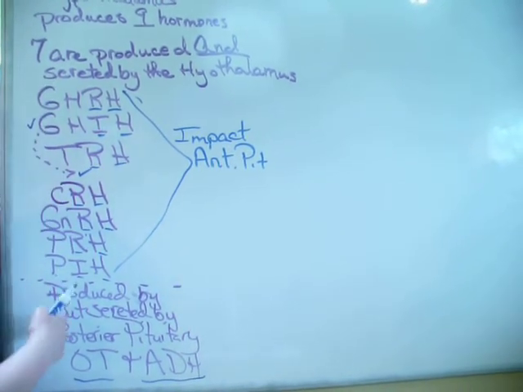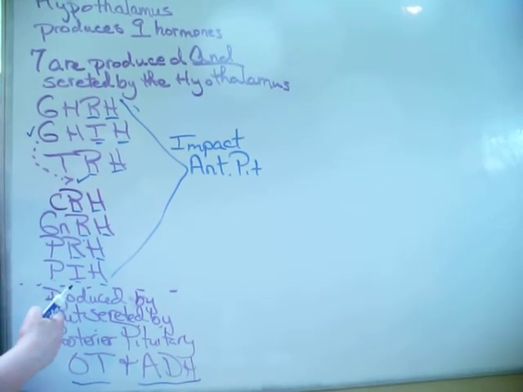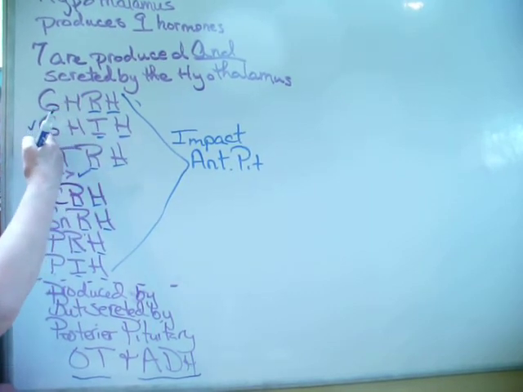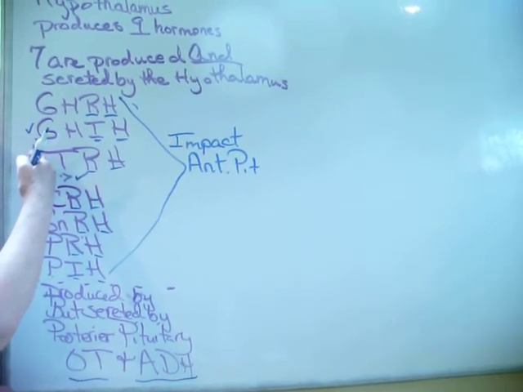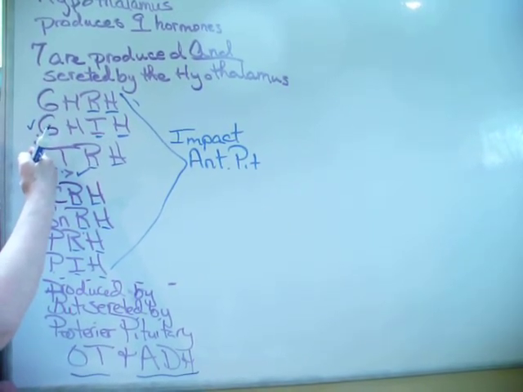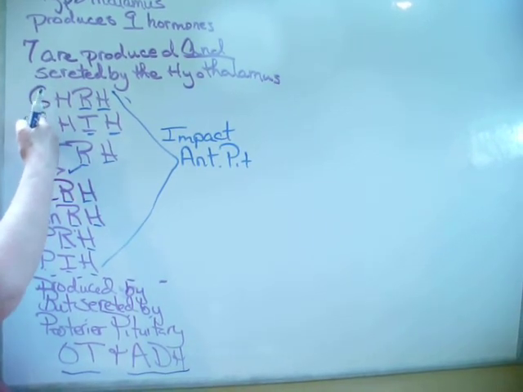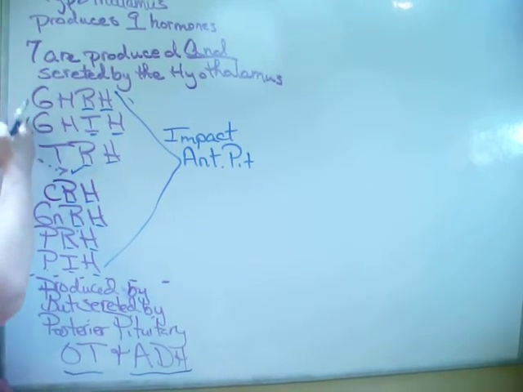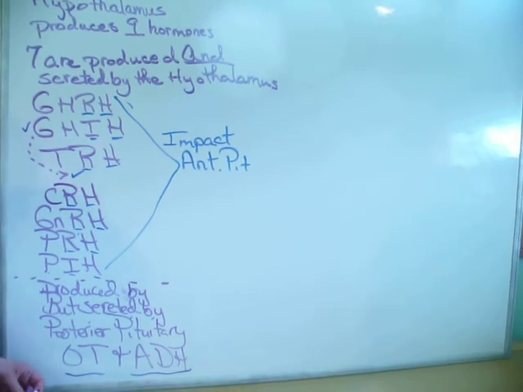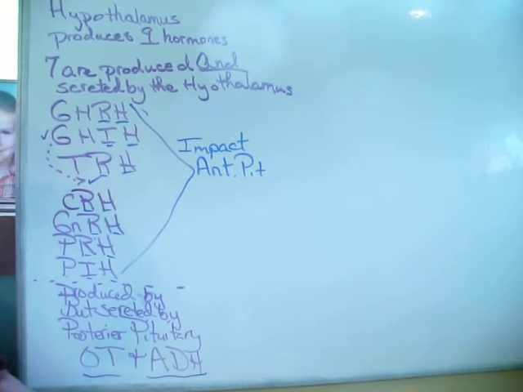So there's the hypothalamus, and again, an integrating gland between the nervous system and the endocrine system. Okay, stop for a minute.